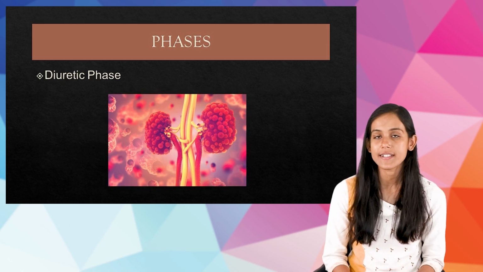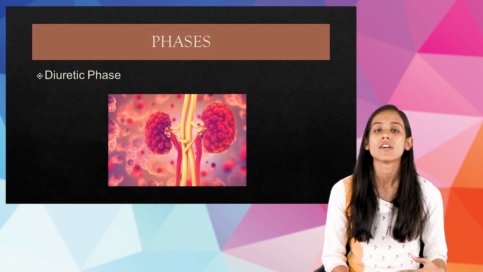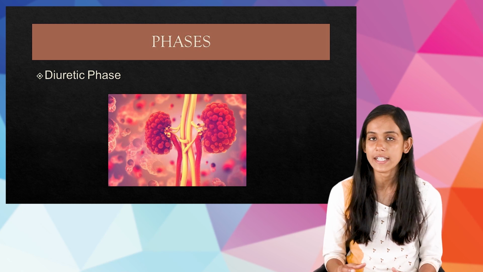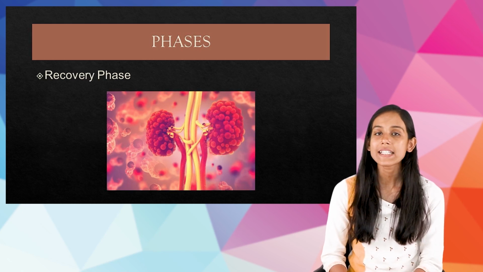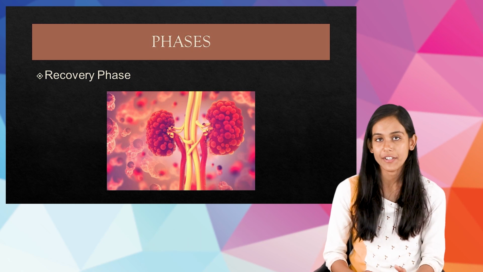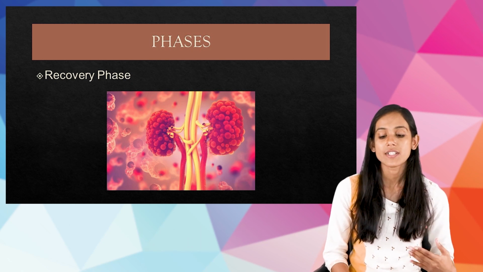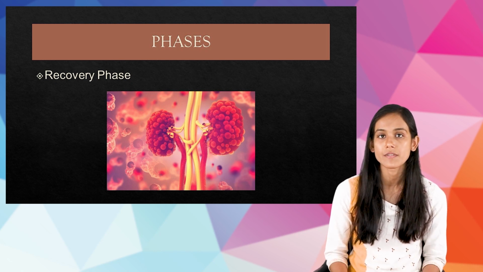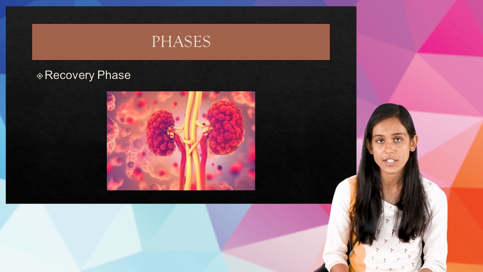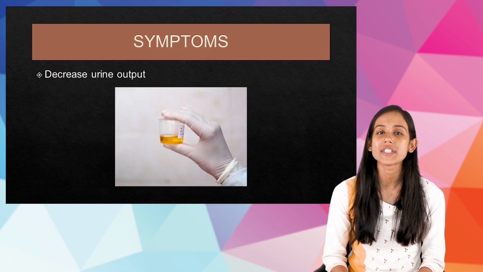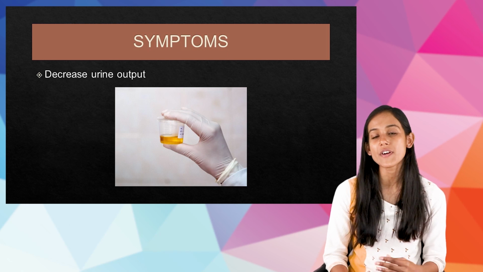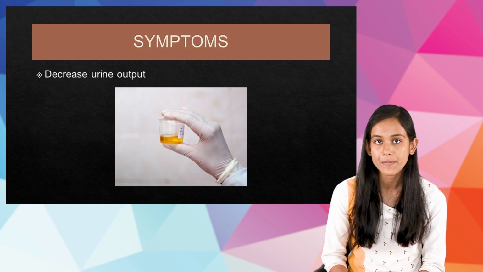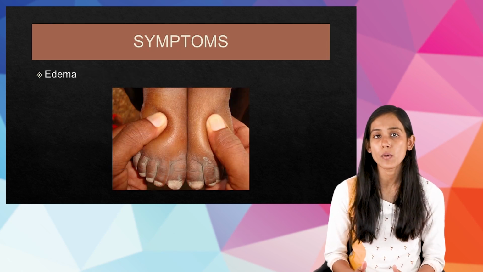And then the third one is the diuretic phase. This phase lasts for a few days, and we can see mild to severe clinical features particularly in this phase. And then at last, the fourth one is the recovery phase. In this we can see the final resumption of normal urine output, and also the biochemical alterations in the blood. Next, moving on to the symptoms of acute renal failure. The first thing that is very common is decreased urine output. And then we can see edema, especially in the lower extremities.